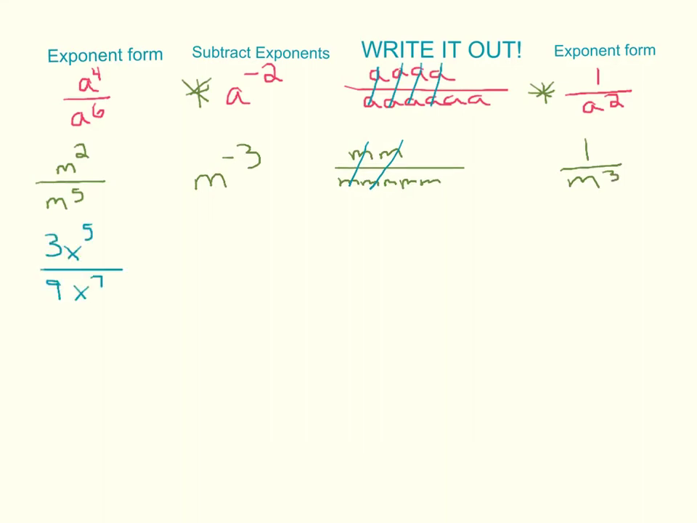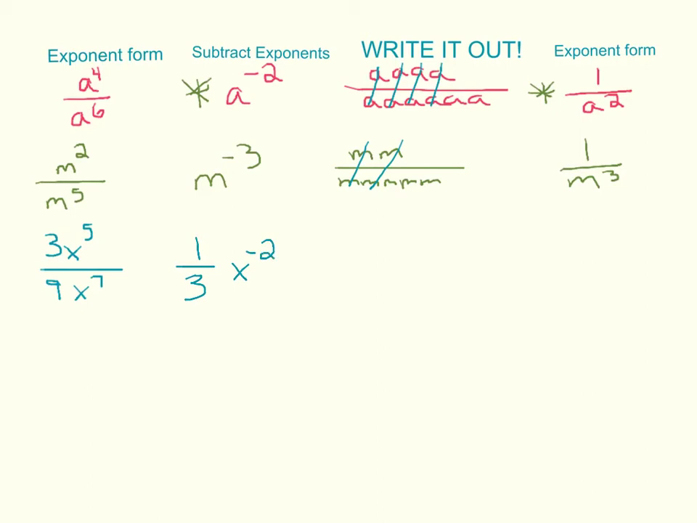In this example, we have the coefficients 3 over 9, and then we can subtract our exponents. 3 over 9, I want you to reduce that fraction. You can divide them both by 3, so it's 1/3, and 5 minus 7 is -2. 1/3 x to the power of -2.